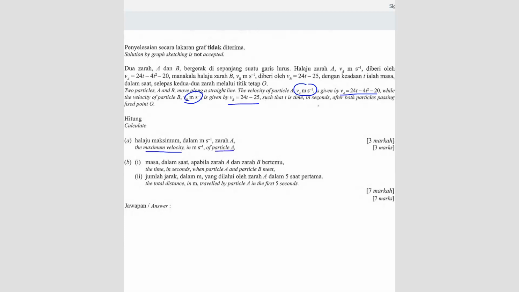So maximum velocity means what? If they ask for maximum velocity, that means dv/dt equals 0. So VA is which one? VA is 24t minus 4t square minus 20, so dVA/dt would be equal to 24 minus 8t. So this equals 0, so t equals 3 seconds. At 3 seconds is where you will get your maximum velocity for particle A.